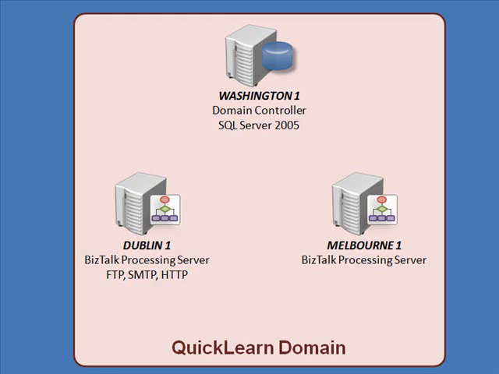We've also got 2 servers that we're going to be using with BizTalk Server. Dublin is going to be the first BizTalk server in the BizTalk Server group, and we're going to use that to create the BizTalk Server group. And then Melbourne is going to be the second BizTalk server in the group, and we're going to use the join group option when we install and configure Melbourne.